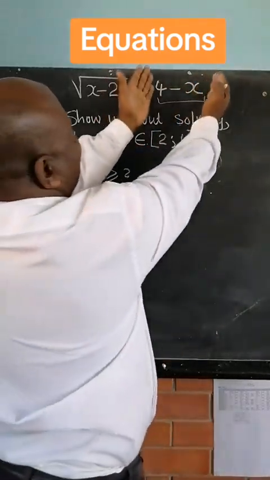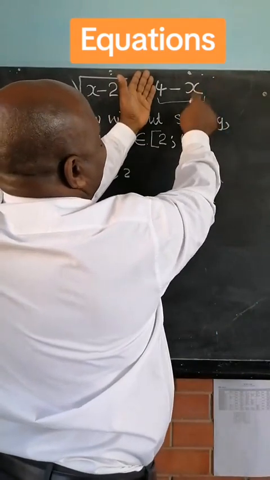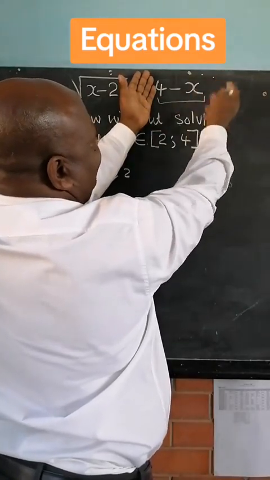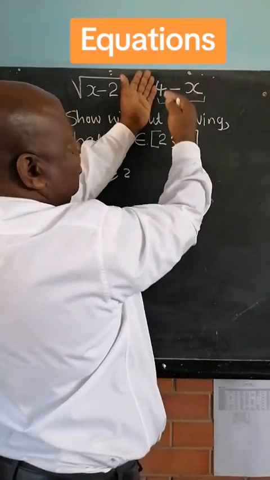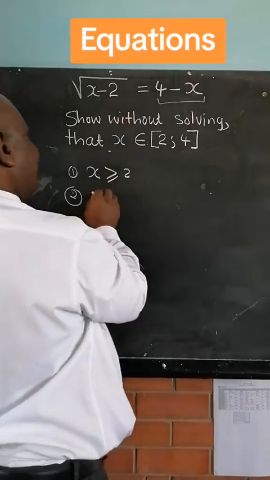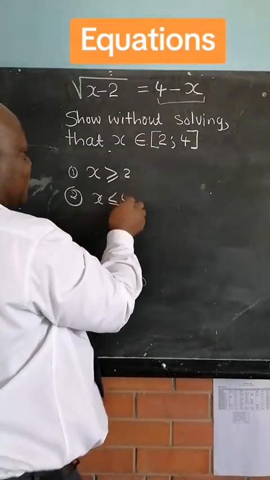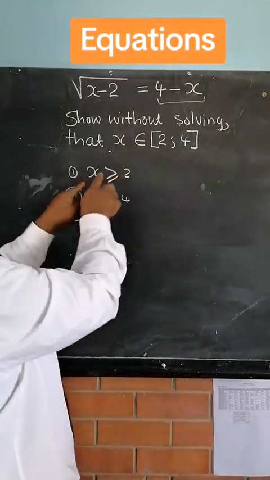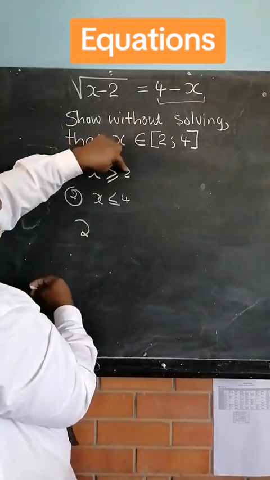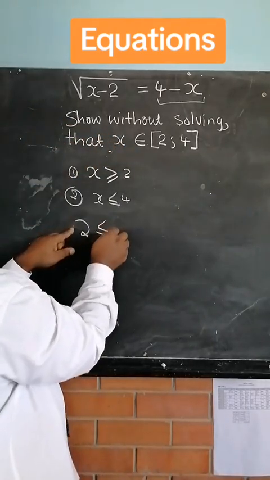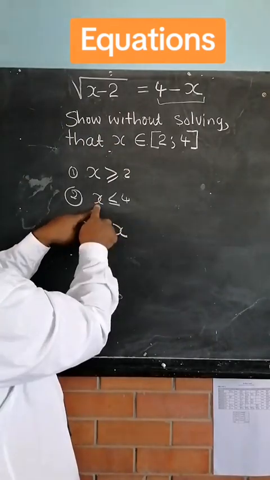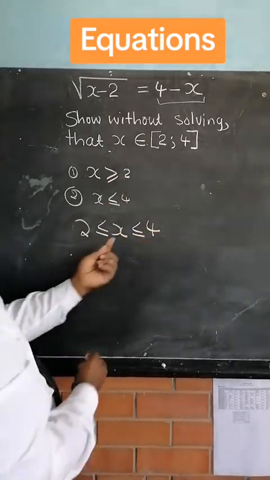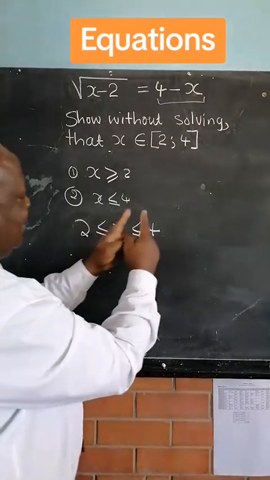But for this part to be positive, x must not exceed 4. The moment I take 5, for instance, 4 minus 5, that's a problem. So x must be below 4 or exactly equal to 4. So I have x is less than or equal to 4. Now putting these two together, x is greater than or equal to 2, and x is less than or equal to 4. That means x lies between 2 and 4.